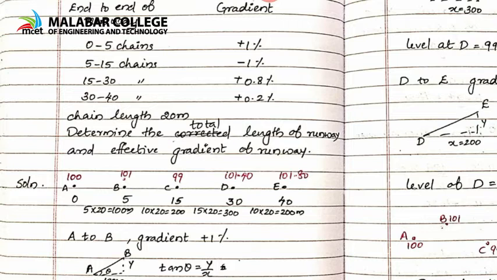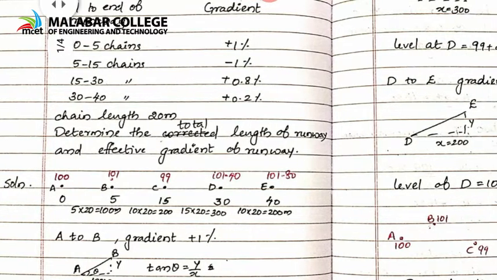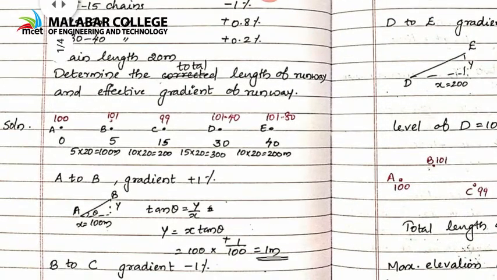So 5 into 20 is equal to 100 meter. Then consider the point B to C. The difference 15 minus 5 is equal to 10, into 20 is equal to 200 meter. Then consider point C to D. The difference is 30 minus 15, that is equal to 15, into chain length 20 is equal to 300 meter. Then consider D to E. The difference is 40 minus 30, that is equal to 10, into 20 is equal to 200 meter.